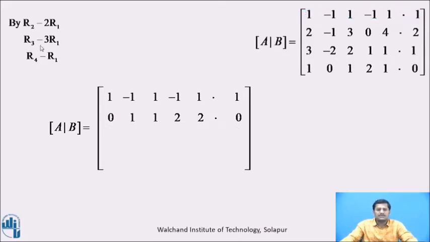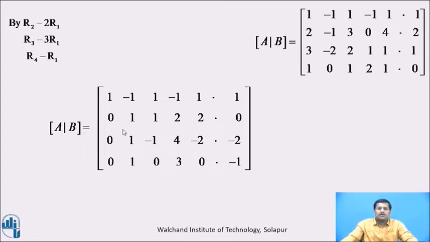Now performing the next transformation R3 minus 3R1, multiplying row number 1 by 3 and then taking the subtraction: 3 minus 3 is 0, minus 2 minus plus 3 is 1, 2 minus 3 is minus 1, 1 minus plus 3 is 4, 1 minus 3 is minus 2 and 1 minus 3 is minus 2. Now performing this simple transformation R4 minus R1: 1 minus 1 is 0, 0 minus plus 1 is 1, 1 minus 1 is 0, 2 minus plus 1 is 3, 1 minus 1 is 0 and 0 minus 1 is minus 1.